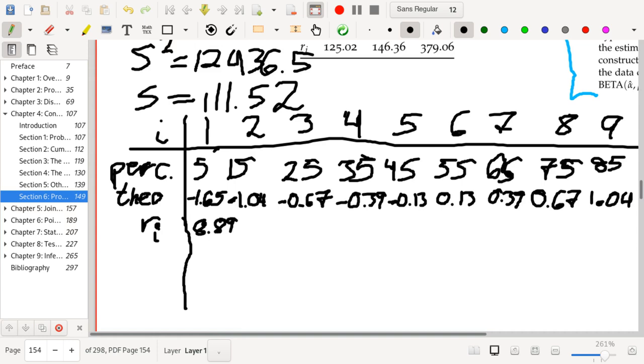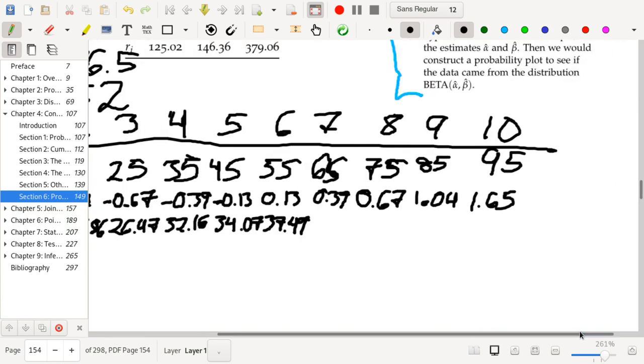8.89, 25.86, and then 26.47, 32.16, 34.07, 37.49. We don't have any nice symmetry here to exploit. 86.80. And then we've got 125.02, 146.36, and finally 379.06.